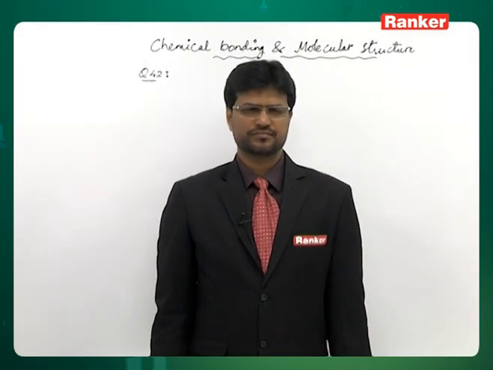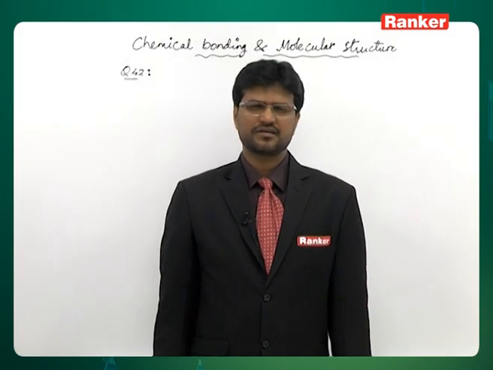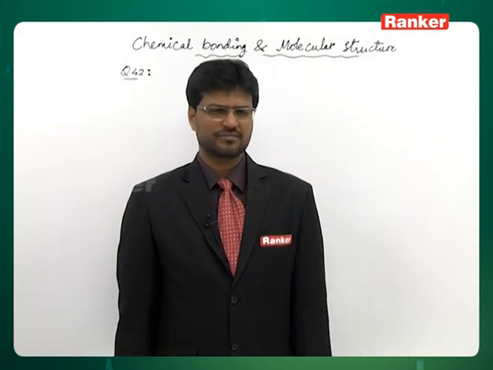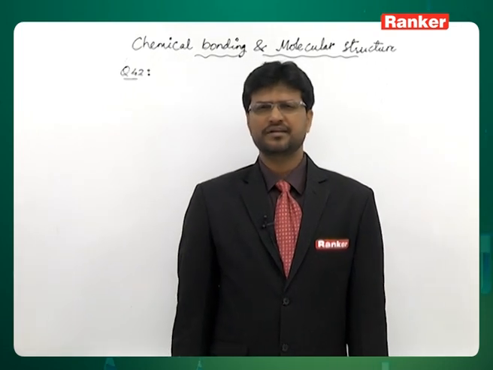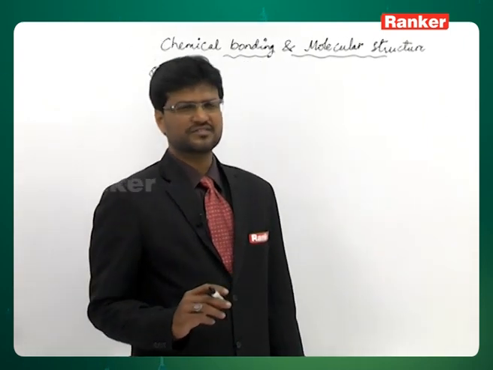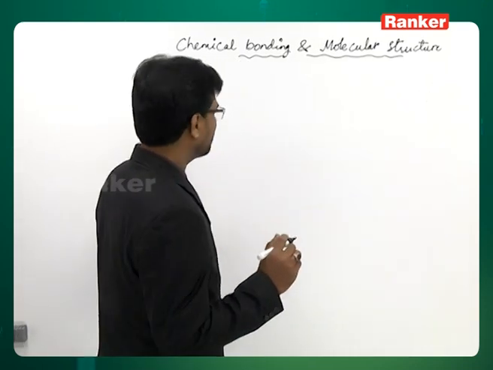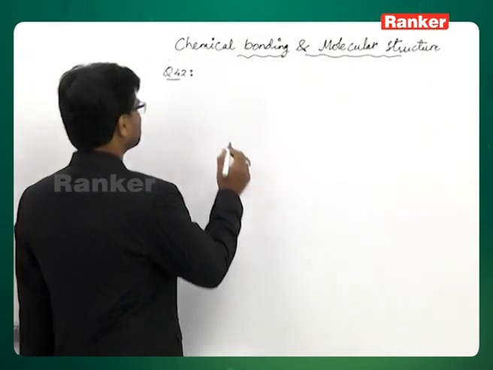Question number 42. Dipole moment is shown by: compound A is 1,4-dichlorobenzene, compound B is cis 1,2-dichloroethene, compound C is trans 1,2-dichloroethene, compound D is trans 1,2-dichloropentene. The options given are: first option is AB, second option is BC, third option is CD, and fourth option is BD. Let's try to find out. Look at the structures, and once you look at them, you will realize which is expected to have dipole moment 0 or non-zero. First of all, the first option is 1,4-dichlorobenzene.